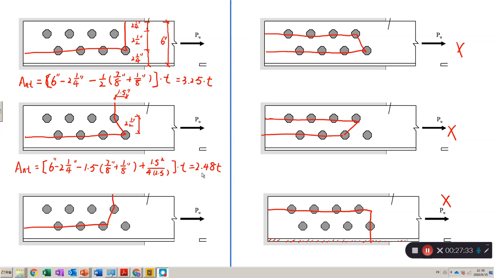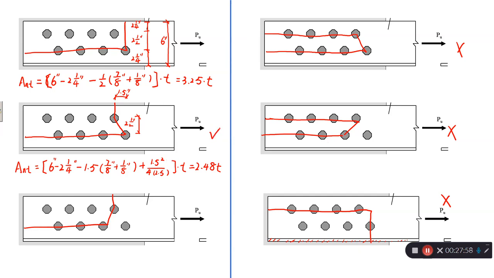And you will see that the second case yields less net tension area. Since we're going to have the same shear component, the smaller net tension area will yield a smaller tension strength component. So the second one will have a smaller block shear strength. So the second one will be controlling.